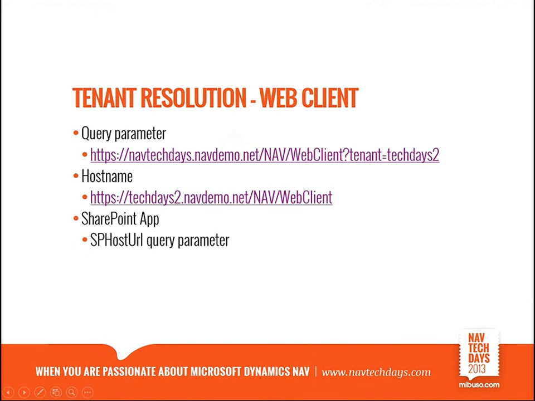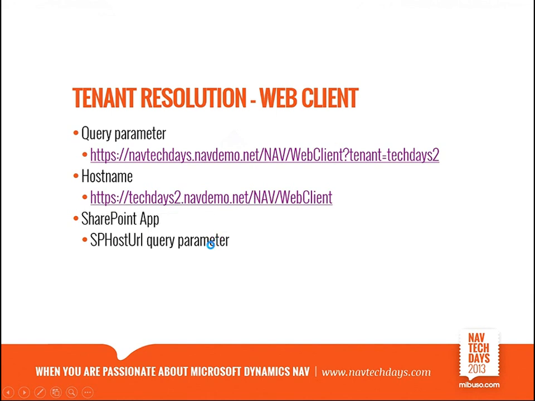Let's look at tenant resolution. When you send out a link to your customers, they will connect to the service, and somehow NAV needs to figure out what tenant to give data from, right? For the web client, these 2 links up here are giving you exactly the same tenant. You have a host name, and this is actually the one that is put in the email: HTTPS techdays2.navdemo.net nav web client.